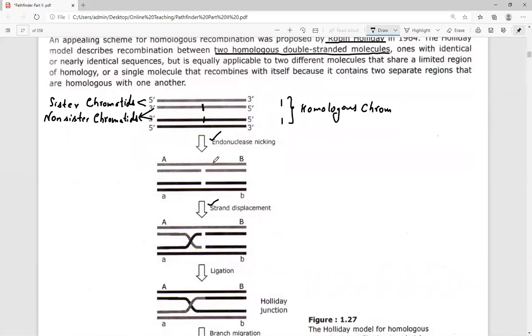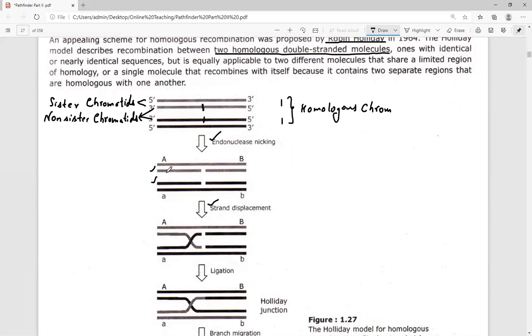So there are two DNA molecules that are homologous with each other. Once there are two DNA molecules which are homologous with each other, the non-sister chromatid, this non-sister chromatid and this non-sister chromatid will undergo crossing over. How? Once the endonuclease nicking has taken place, strand migration or branch migration, then linkage and then resolution will go on. But see this, the Holliday model describes recombination between two homologous double-stranded DNA molecules, with identical or nearly identical sequences. So why is the recombination going to take place?